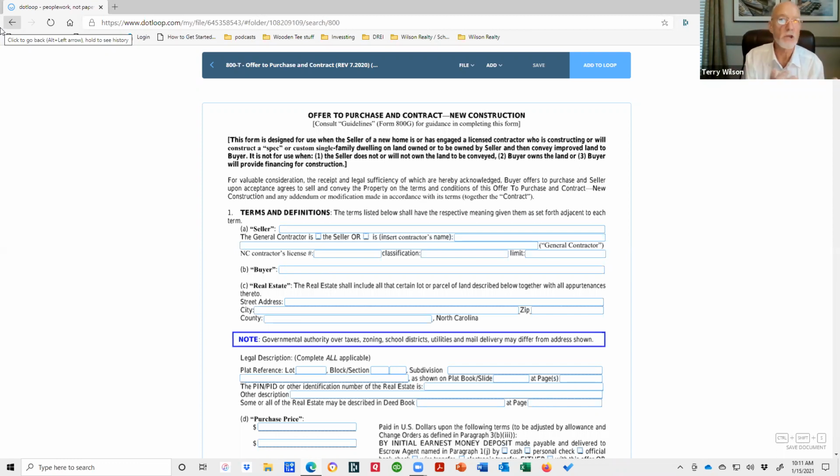The buyer, same thing. If it's a husband and wife, buyer John Doe and wife Mary Doe, or however you want. They're going to be purchasing the real estate. So far, so good. We just kind of keep plugging along. Legal description, plat reference, right? All that good stuff. Nothing terribly important there.